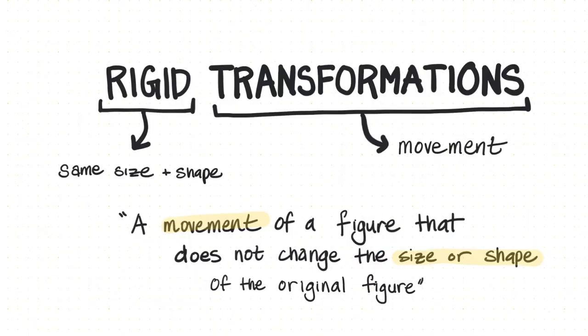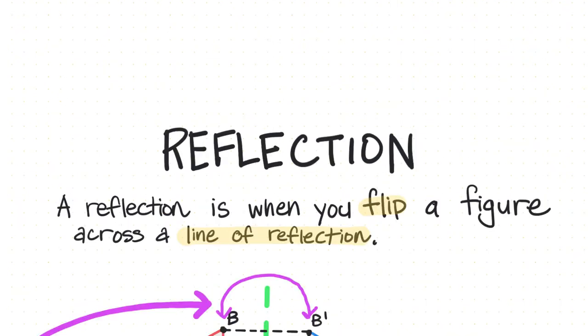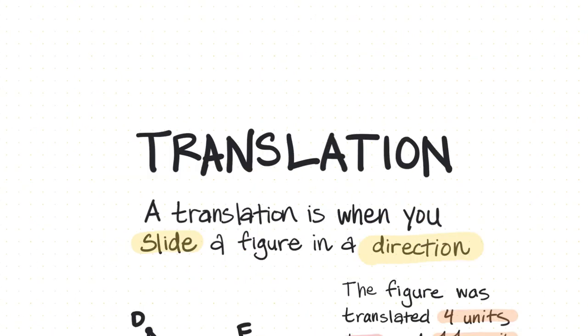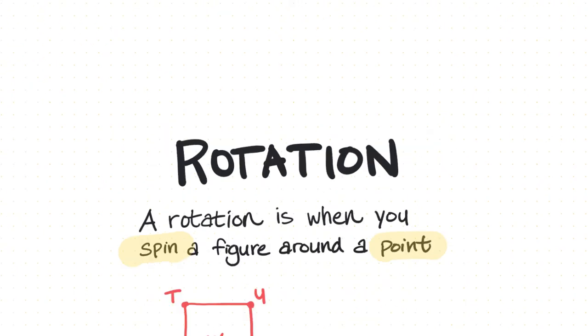So let's summarize. A rigid transformation is a movement that does not change the size or shape of the original figure. A reflection just requires a line of reflection or a line of symmetry in order to be described fully. A translation needs a direction and a distance for it to be described fully. And a rotation needs a center of rotation, a direction, and the number of degrees it rotates.